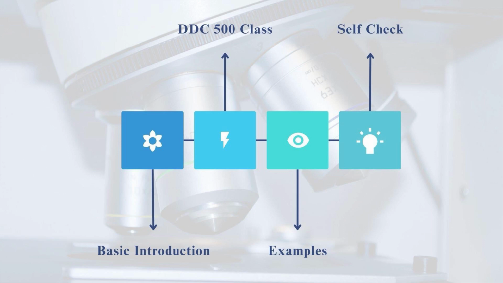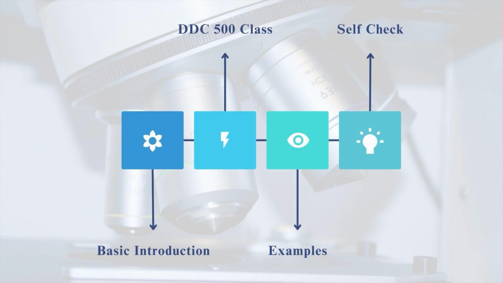So, there are 4 subtopics. Firstly, the basic introduction. Secondly, the 500 class. Thirdly, the 500 class with some examples. And finally, the self-check. So, let's go into the first one.